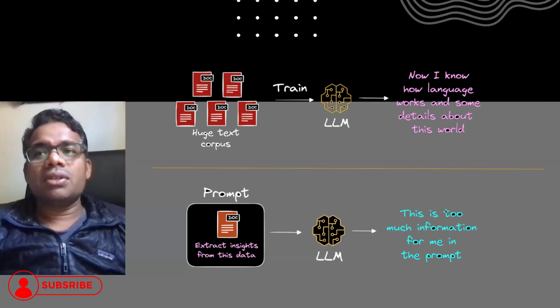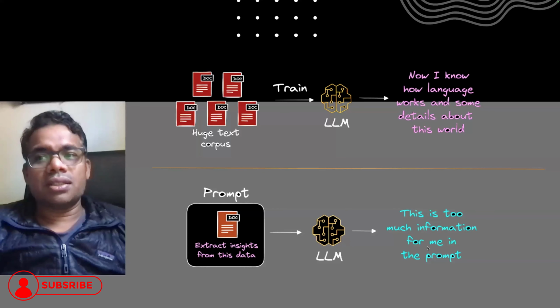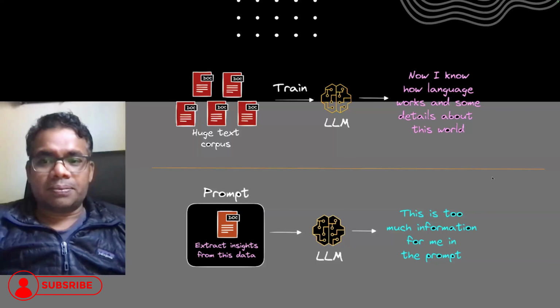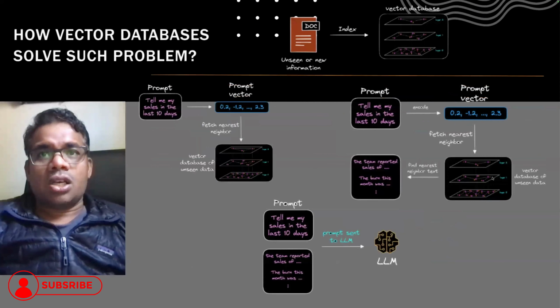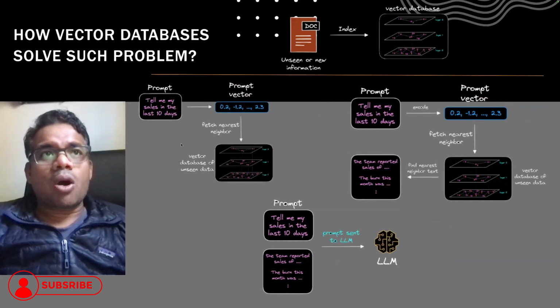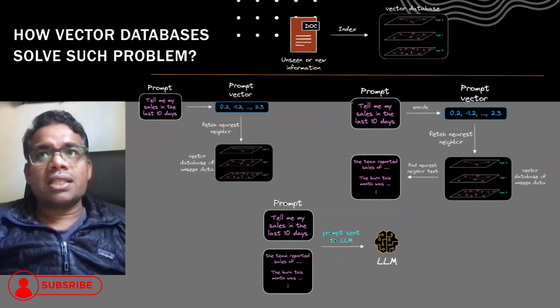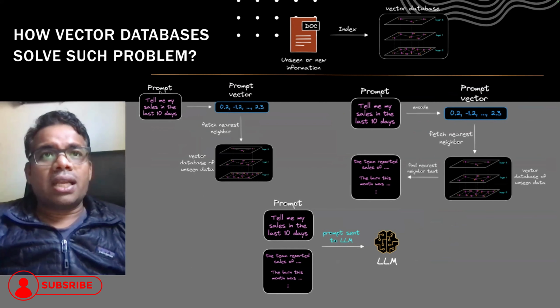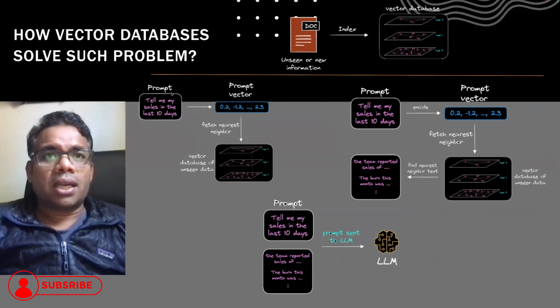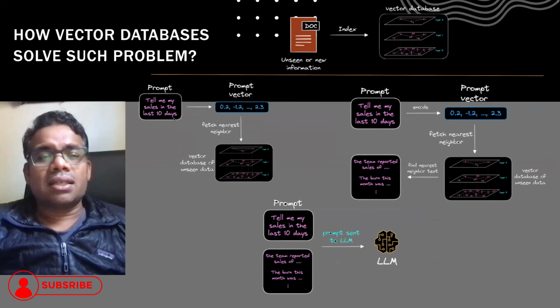So in that case it will say like this is too much information coming in the prompt. So it's kind of that, right? Now how does the vector database really solve this problem? If you think of a prompt, the first prompt is: tell me my sales in the last 10 days. Then how does this get stored into the database?